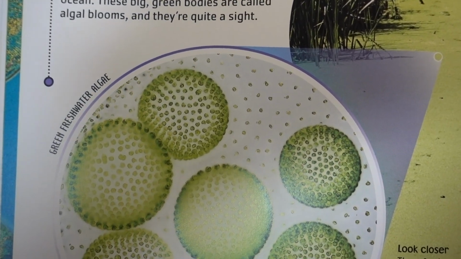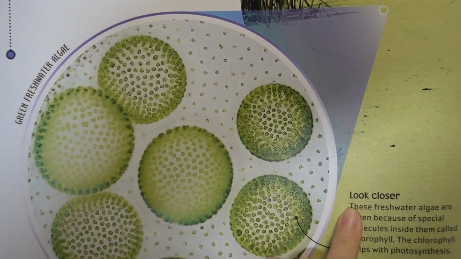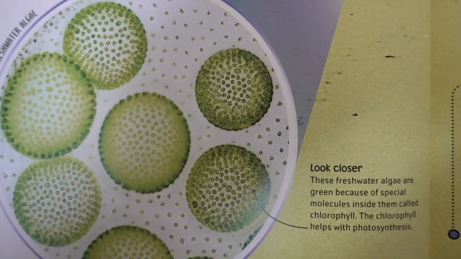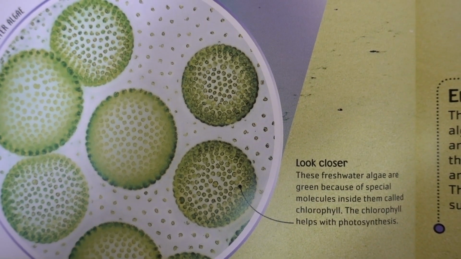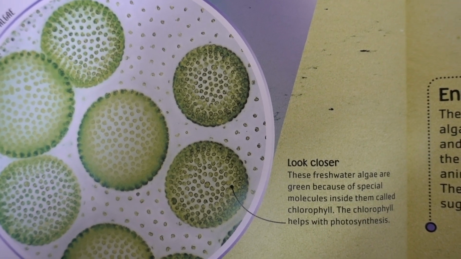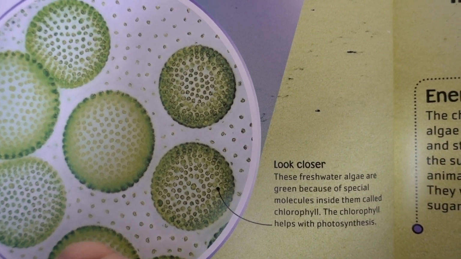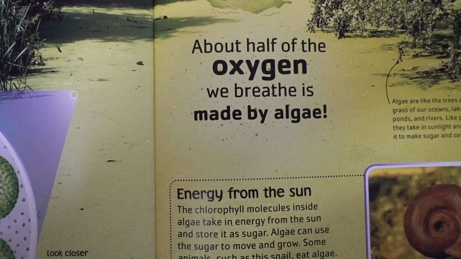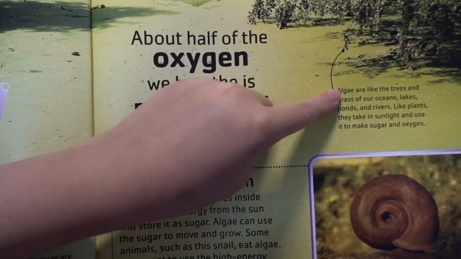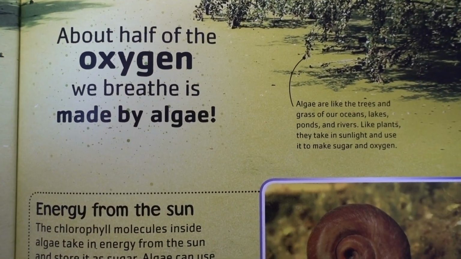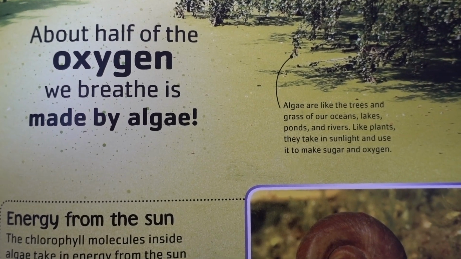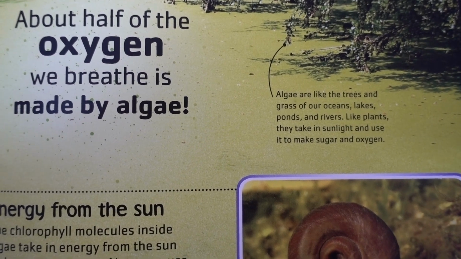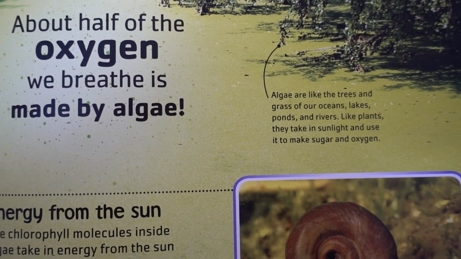Green freshwater algae. Look closer. These freshwater algae are green because of special molecules inside them called chlorophyll. The chlorophyll helps with photosynthesis. About half of the oxygen we breathe is made by algae. Algae are like the trees and grass of our oceans, lakes, ponds, and rivers. Like plants, they take in sunlight and use it to make sugar and oxygen.